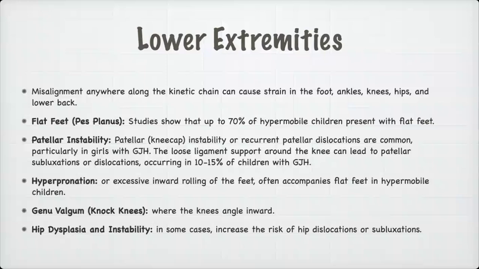Loose ligament support around the knee can lead to patellar subluxations and dislocations, occurring in 10 to 15%, but also quite commonly leads to jumper's knee or quadriceps tendonitis. Hyperpronation, or excessive inward rolling of the feet, often accompanies flat feet in hypermobile children. The knock knee condition, genu valgum, where the knees angle inward. And hip dysplasia or hip instability in some cases increases the risk of hip dislocation and subluxations.